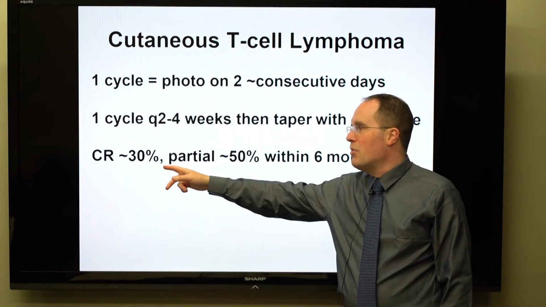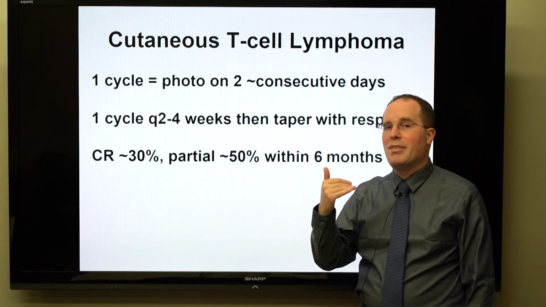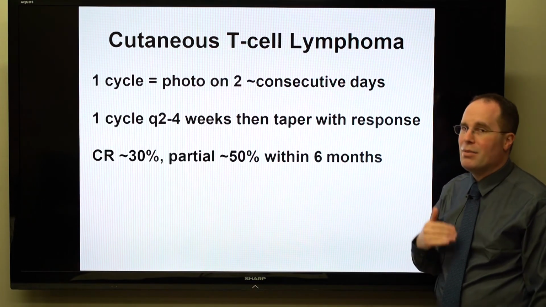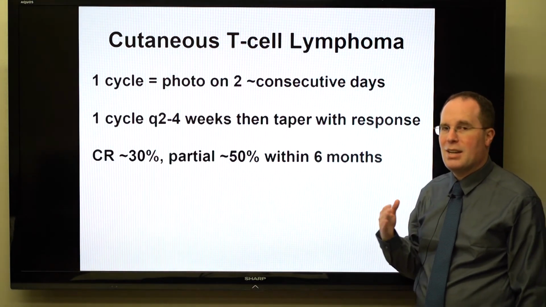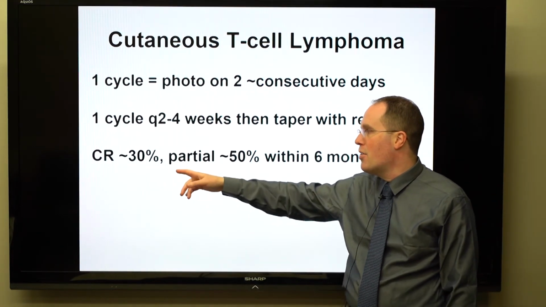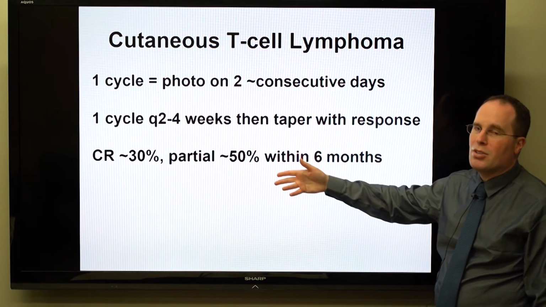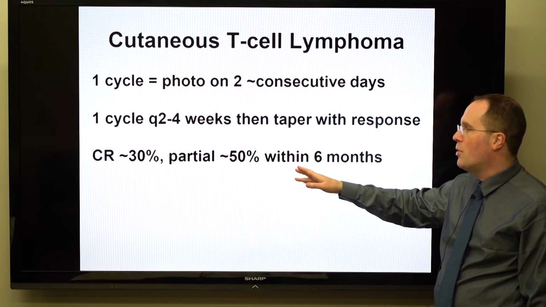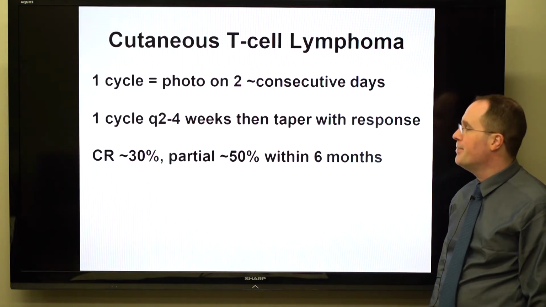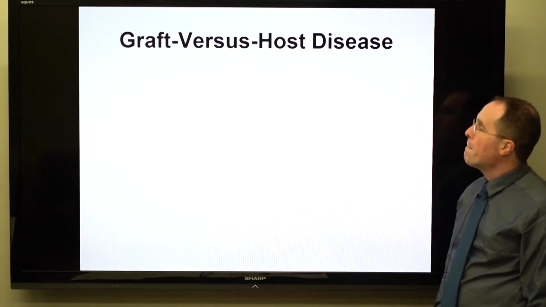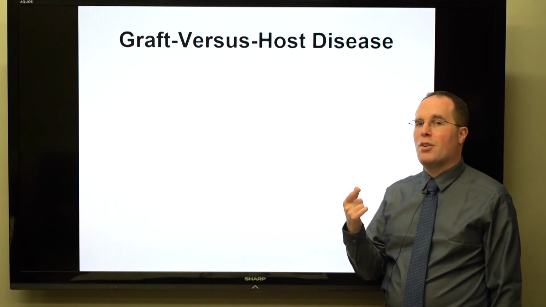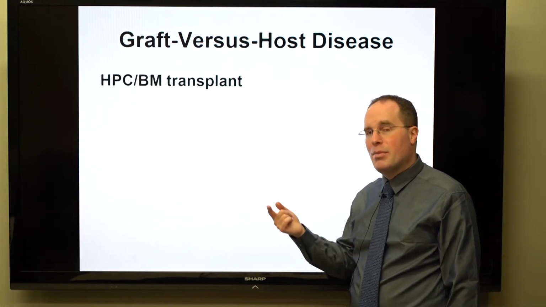And you have a complete remission, not of the disease, but of the erythrodermic phase. They get out of the erythrodermic phase, defined as 80% body surface area, in about 1/3 of cases. And there's at least partial improvement within 6 months in about half of patients.